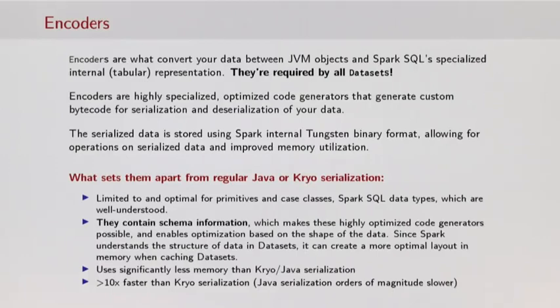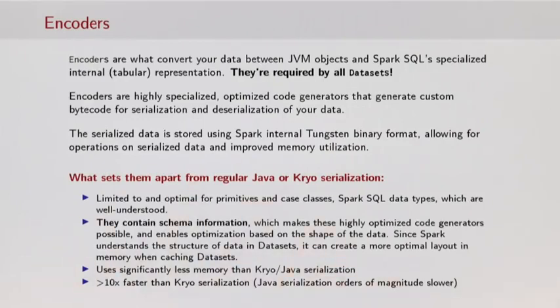Since Spark already understands the structure of the data that's stored in its datasets, it can actually create a more optimal layout in memory when caching these datasets. So this is kind of the magic that Tungsten does. So this is where we get this great memory utilization from. And that goes without saying that it uses significantly less memory than Kryo and Java because we have this extremely compact special format that we're keeping this stuff in memory, which is a lot smaller than Kryo and Java. And it's actually even 10 times faster than Kryo, which is one of the fastest industrial serializers that are around.